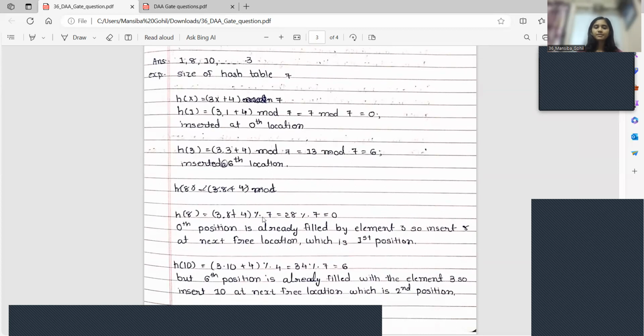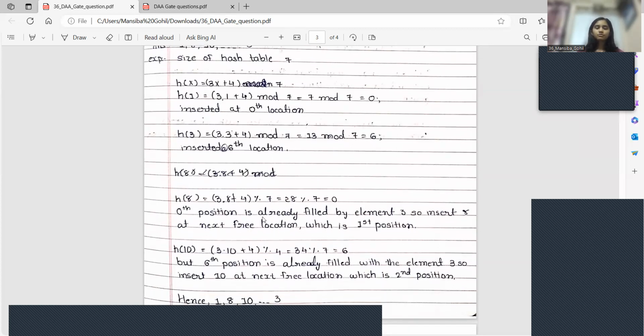Coming to the next element, which is 8. So 3 into 8 equals 24 plus 4, which would be 28 modular 7, which will again leave us with modular 0. But we have already inserted an element at the 0th position. So that position is already filled by element 1. So we need to insert it at the next free location, which would be the first location.